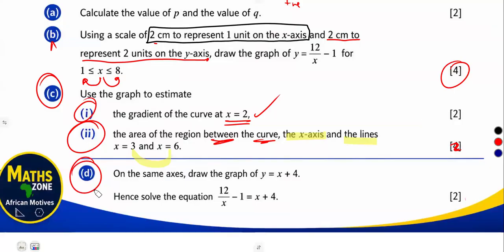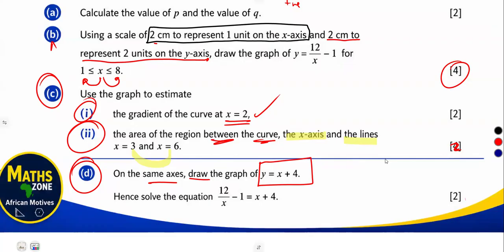Okay, let us see D. On the same axis, draw the graph of y is equal to x plus 4. That's a linear function, a straight line. You can use any method that you want: double intercept, table of values, or one point and a gradient. It is up to you to draw that line.